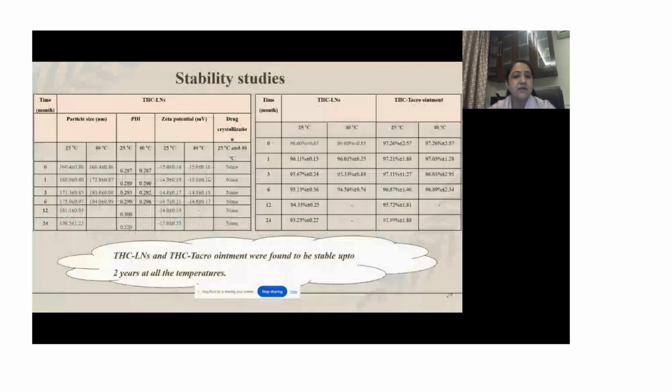So, next is stability study. Stability studies have been done on the basis of ICH guidelines, that is Q1A(R2), which was performed on THC SLNs and ointment as well. The formulations were found to be stable up to 2 years at all the temperatures, that is 25 degrees, 40 degrees, and for THC SLNs, I have performed for 4 degrees also.